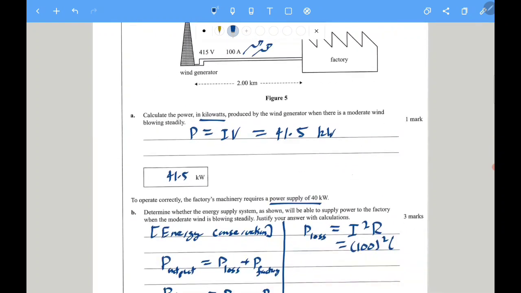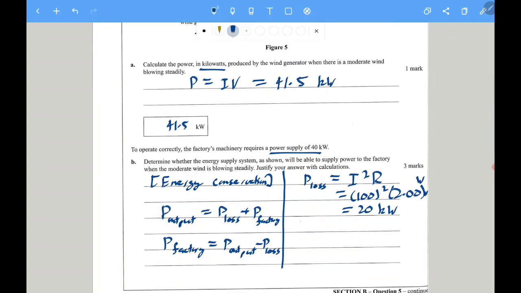So in this case, if we make these substitutions, we will get 20 kilowatts as our value for the power loss. So this value is in watts, by the way, but I just converted it into kilowatts. Right, so therefore the power that the factory receives is actually much less than what is required. Right, it's only 21.5, which is less than the required 40. Right, therefore enough power unfortunately will not be able to be supplied.